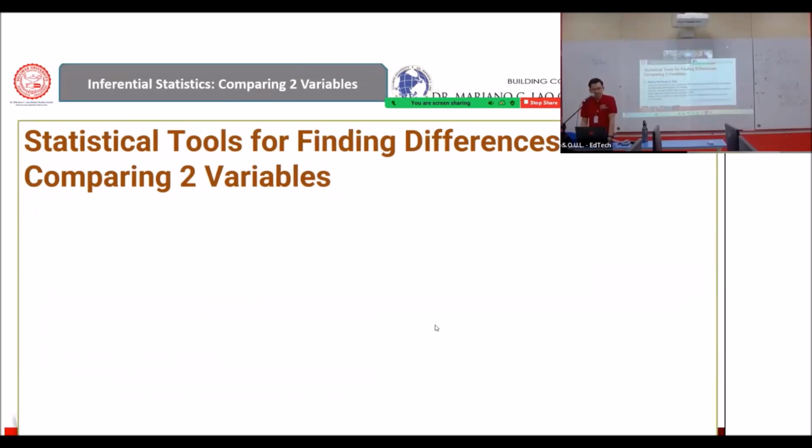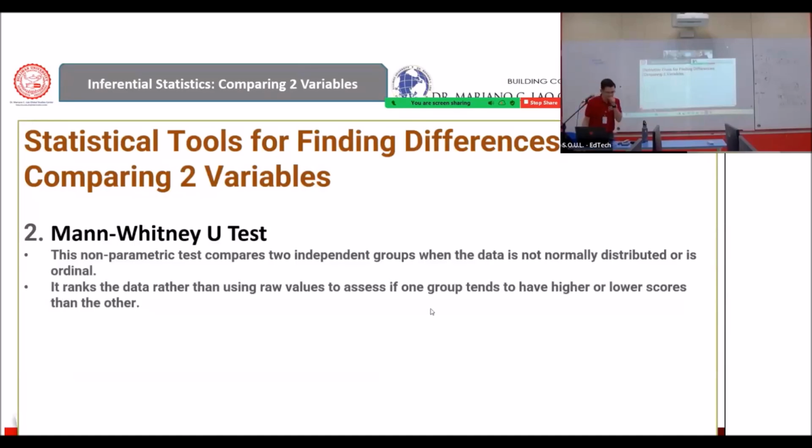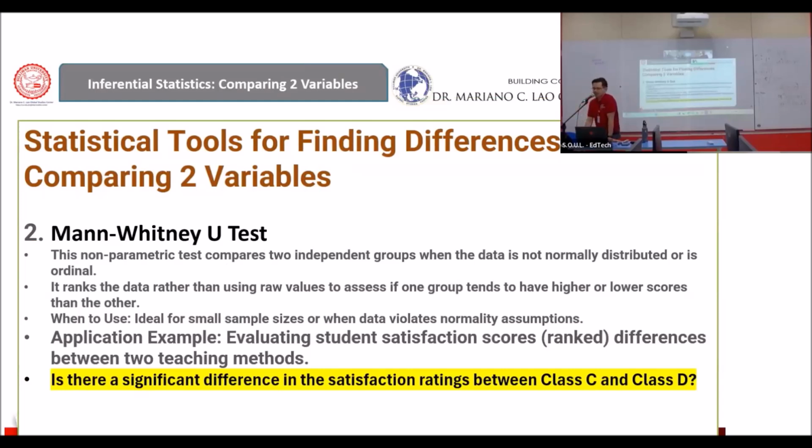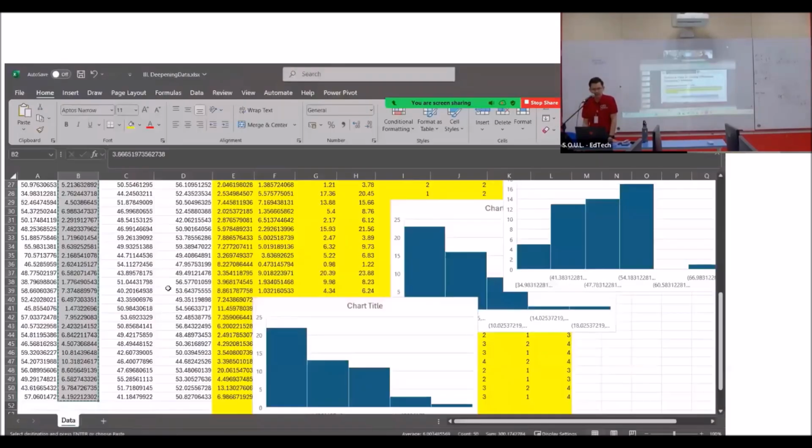In the Mann-Whitney test, some of the applications are evaluating satisfaction scores that are ranked, and differences between two teaching methods. For example, is there a significant difference in the satisfaction ratings between class C and class D? Let's try to look at our sheet. This is class C.